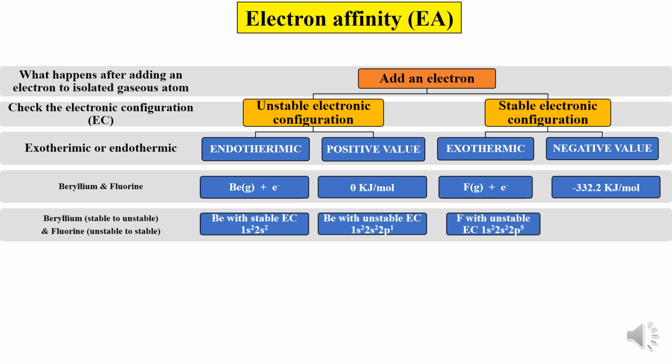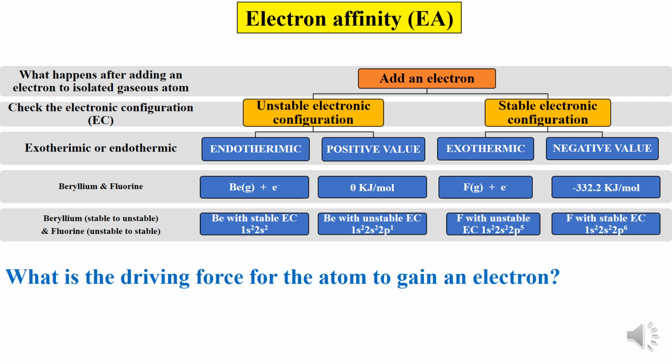In case of the fluorine atom, it has an unstable electronic configuration with a partially filled p orbital. 1s2 2s2 2p5 is the electronic configuration. After adding an electron, it attains a stable electronic configuration 1s2 2s2 2p6, where the outermost shell is completely filled with electrons, a total of 8 electrons.